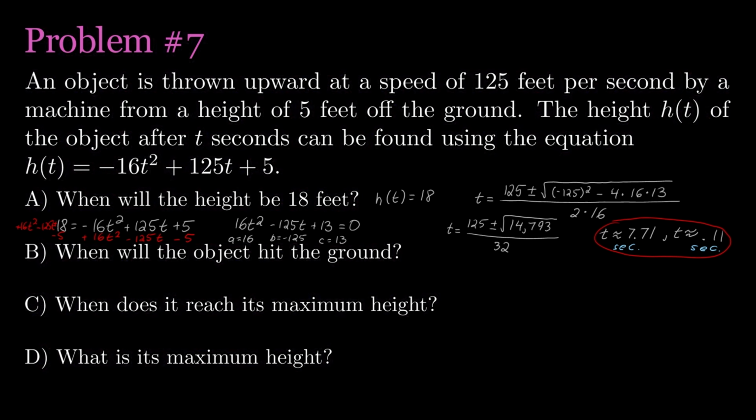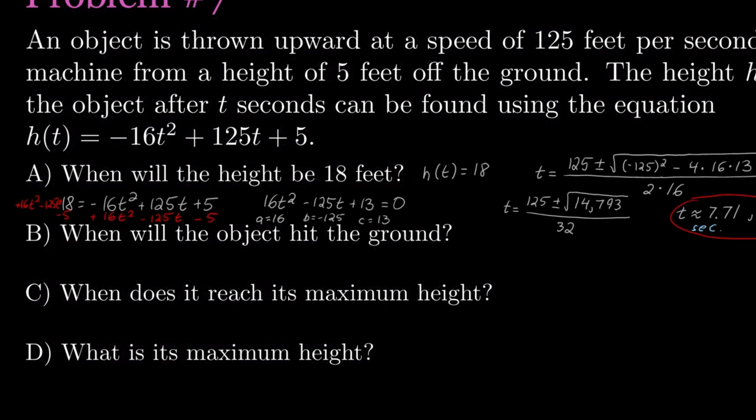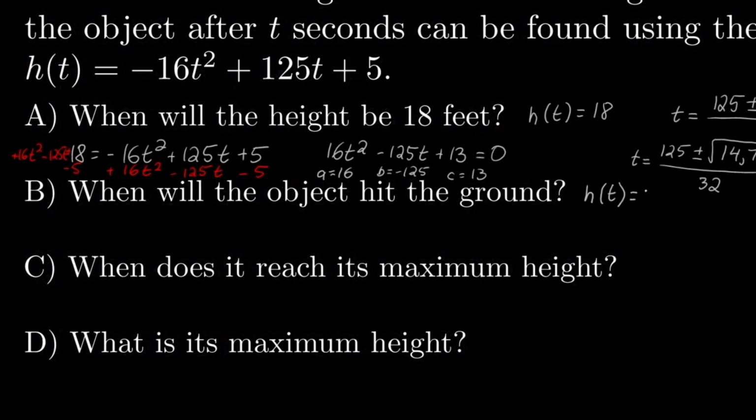The second question is, when will the object hit the ground? To hit the ground means to be right on the ground, so not at any height above the ground, but simply at the height of 0. So we have to solve the equation h of t equals 0.